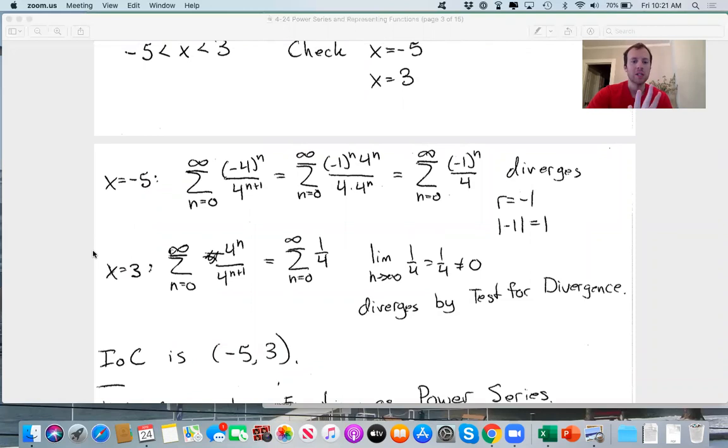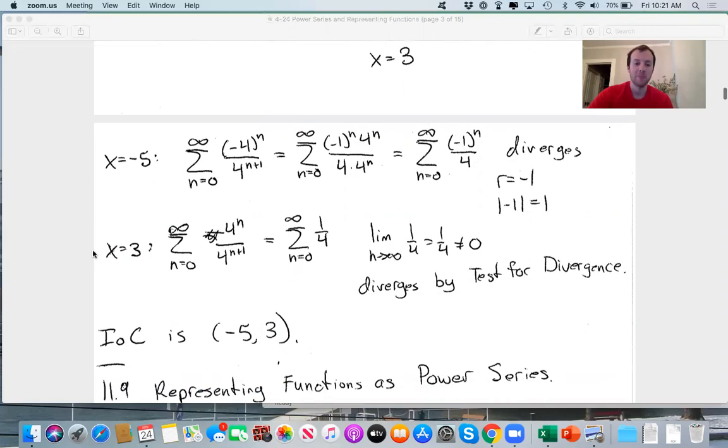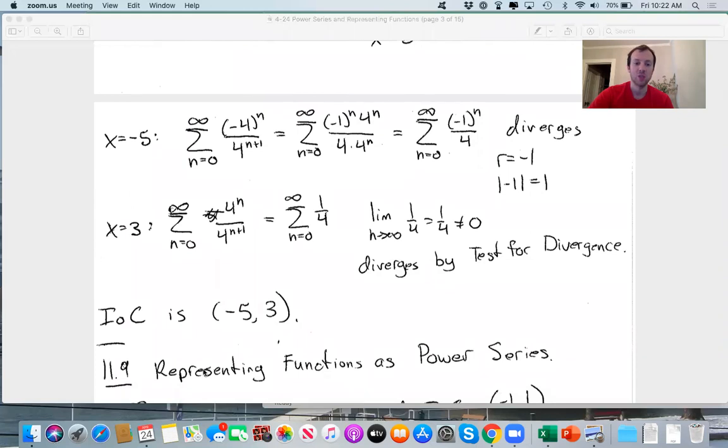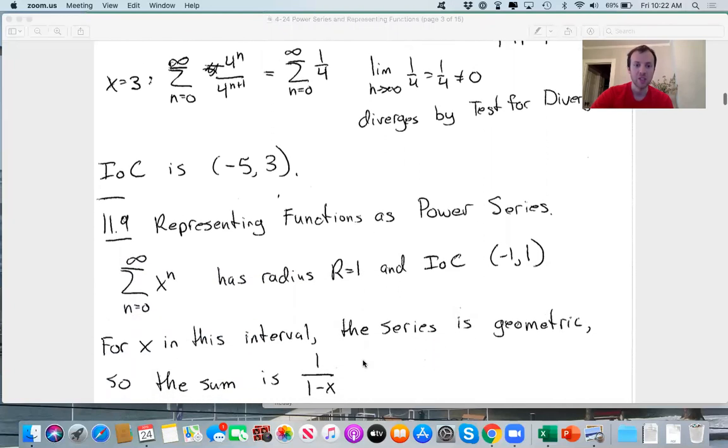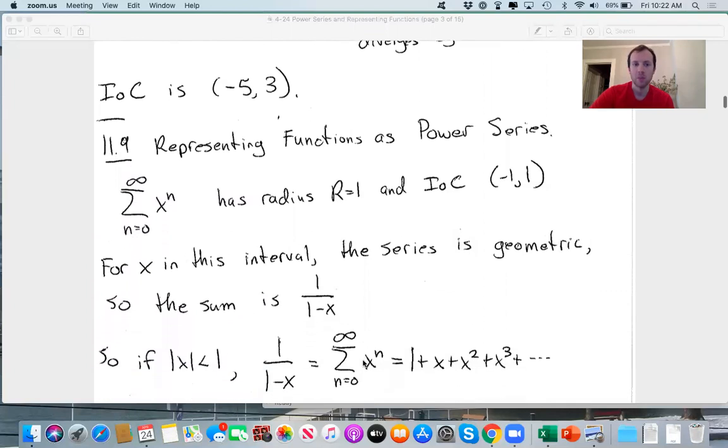So power series are the object of interest. It uses all of the sequence and series stuff we've been talking about before, but the big reason why we care about them is the next topic. This doesn't match our textbook. This is from another book that I used. But the idea of representing functions as power series. And here's an example which shows what I mean by that.